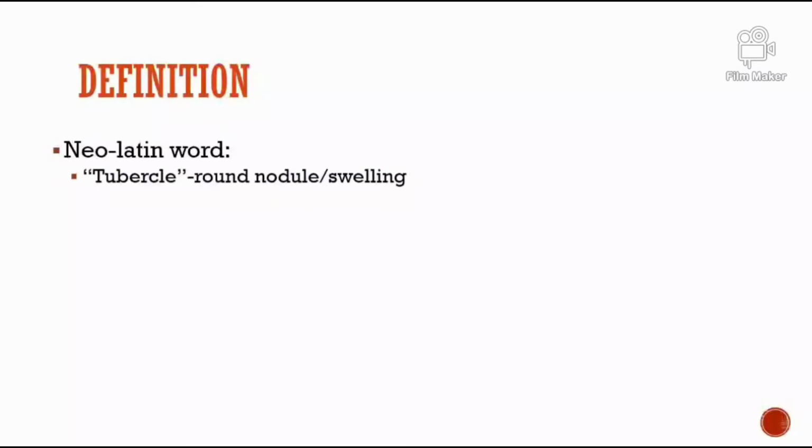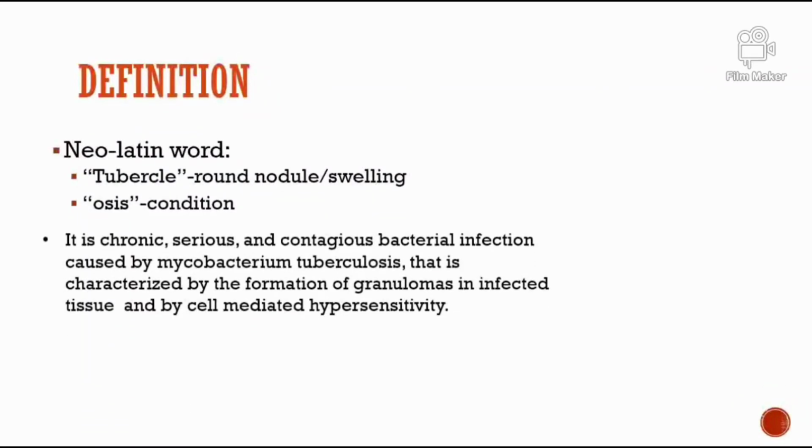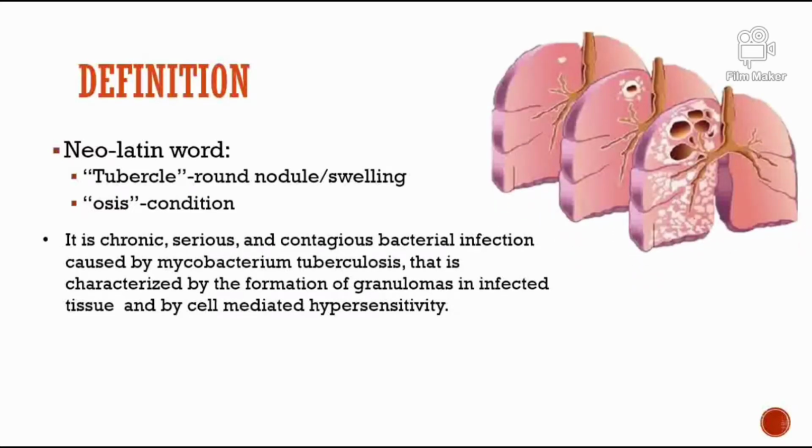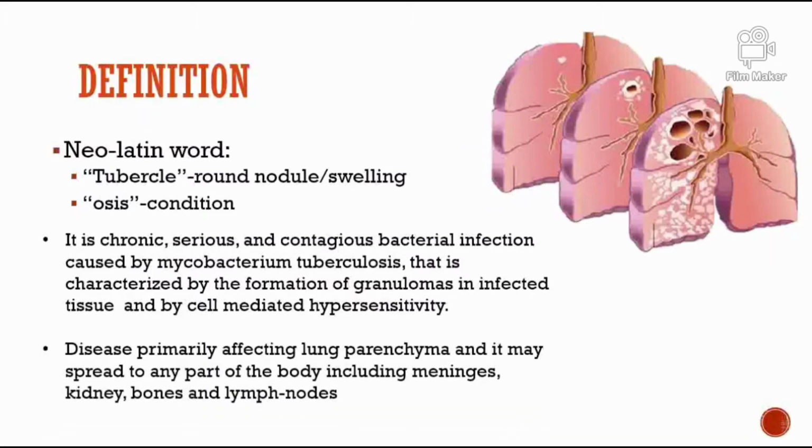So, the definition of tuberculosis: it comes from the Neo-Latin word tubercle, which means round nodule or swelling, and osis means condition. It is a chronic, serious, and contagious bacterial infection caused by Mycobacterium tuberculosis, characterized by the formation of granulomas in infected tissue and by cell-mediated hypersensitivity. The disease primarily affects the lung parenchyma, and it may spread to any part of the body, including the meninges, kidney, bones, and lymph nodes.